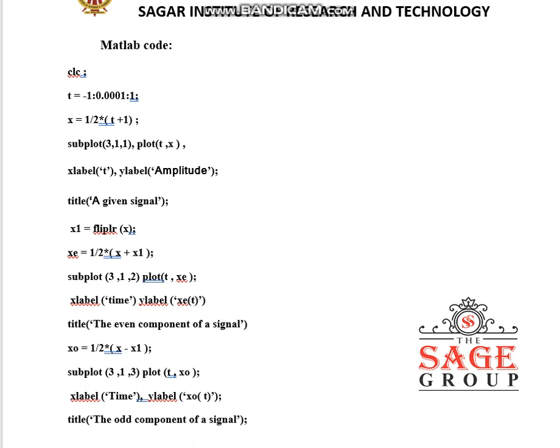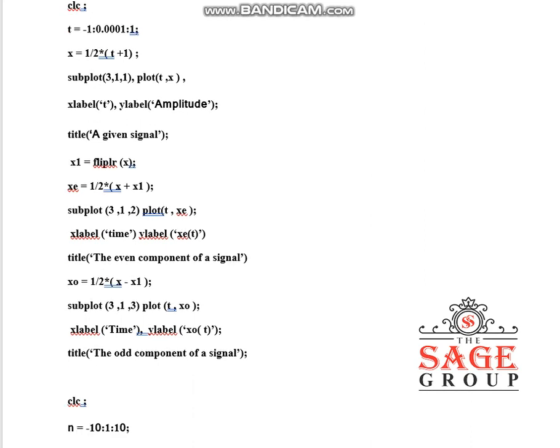Now similarly, the odd component will be given by the formula half into x minus x1. Subplot(3,1,3), plot(t, xo), and the xlabel will be time and the ylabel will be xo(t), and the title will be given as the odd component of a signal.